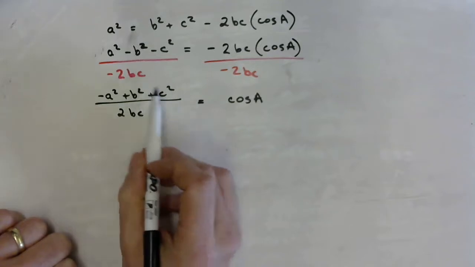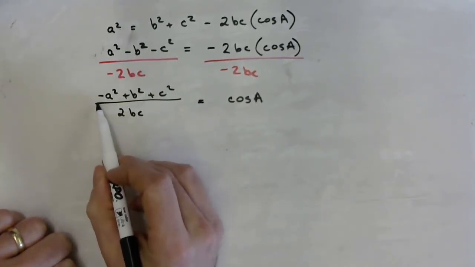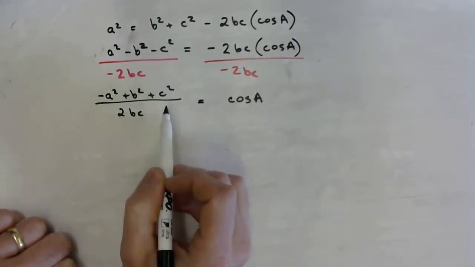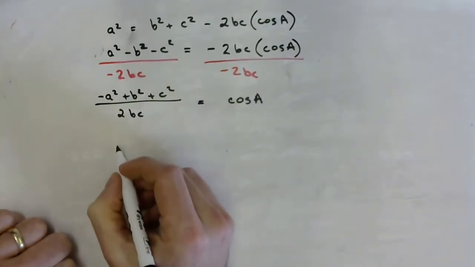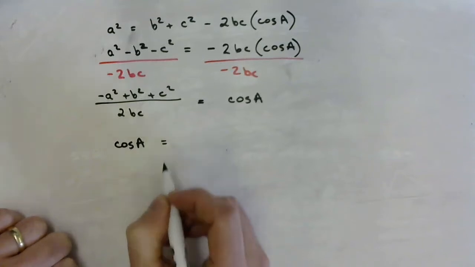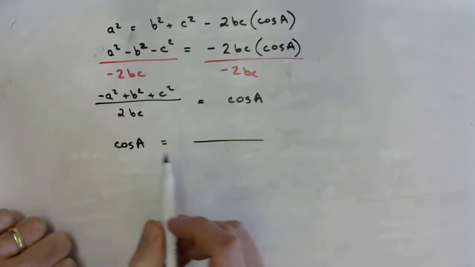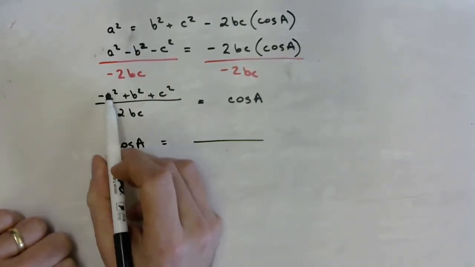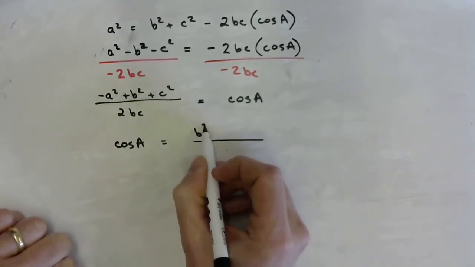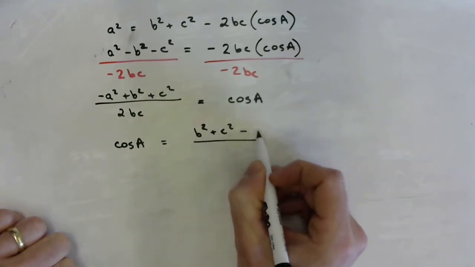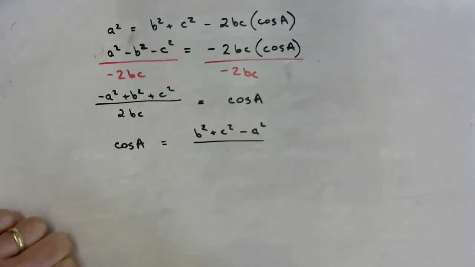Now, this sentence is pretty awkward. It starts with a negative, but you can kind of see it's nice, ABC. But here's what I'm going to do. I'm going to write it so that my cosine is on the left. So I've got the cosine of A. And on the right-hand side, instead of starting with my negative term, I'm just going to put my two positive terms first. B squared plus C squared minus A squared.